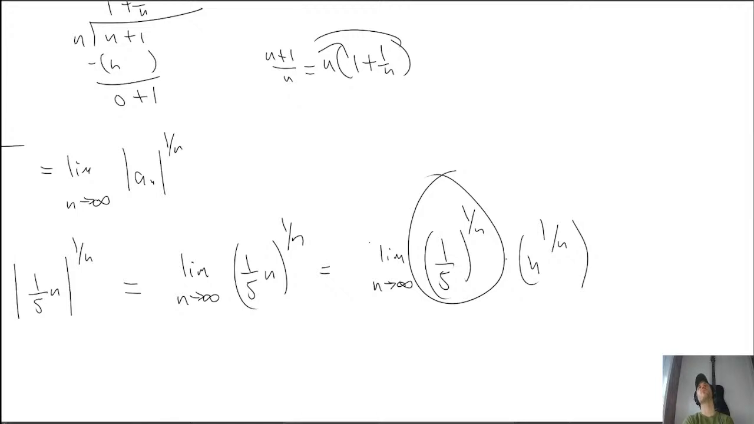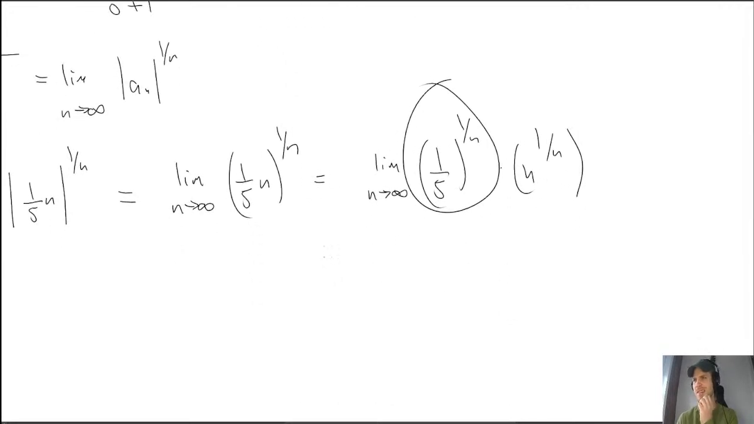So how would we word that? The nth root of 1/5. So this is going to be, so this goes to 0. Oh man, this is really hard. Okay.